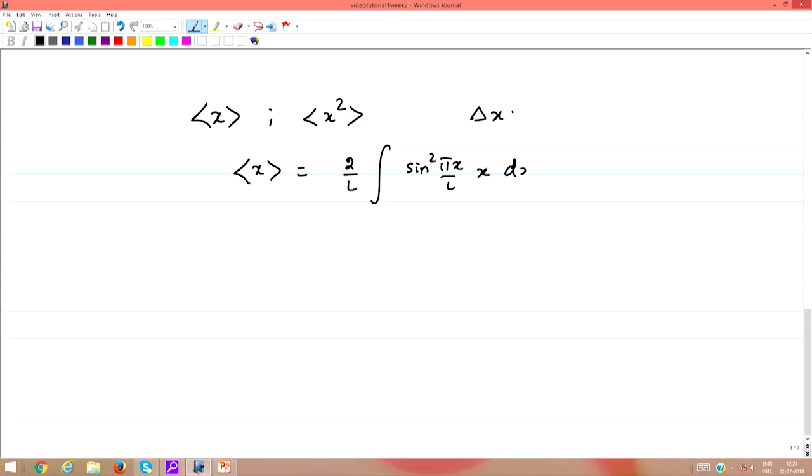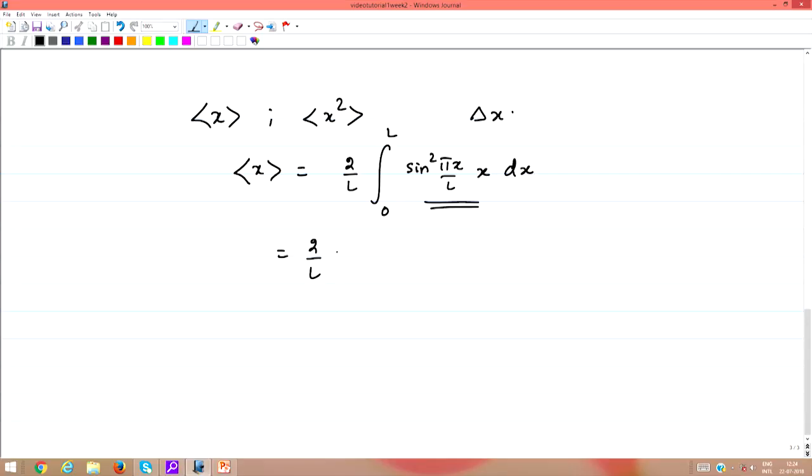x dx. X does not operate on sin square pi x by L except to give you a product, and therefore, it does not matter whether you put the x between the two sines or the sin square and so on, and the box length is 0 to L. Okay. So, this integral is a standard, it is a fairly simple integral to do.